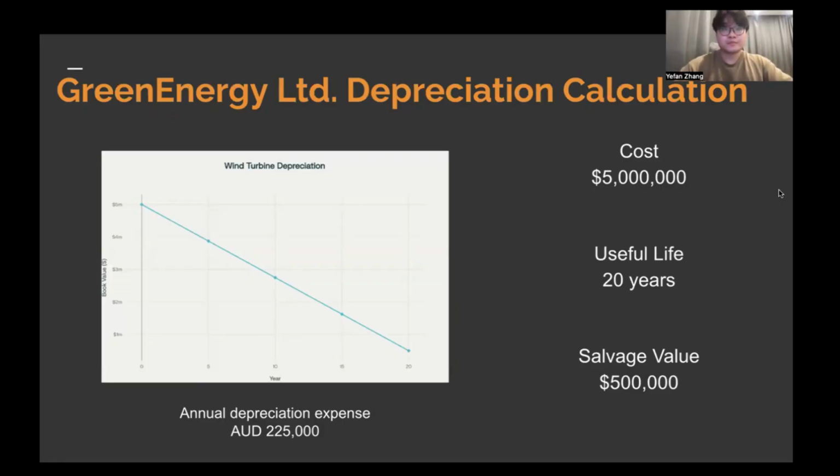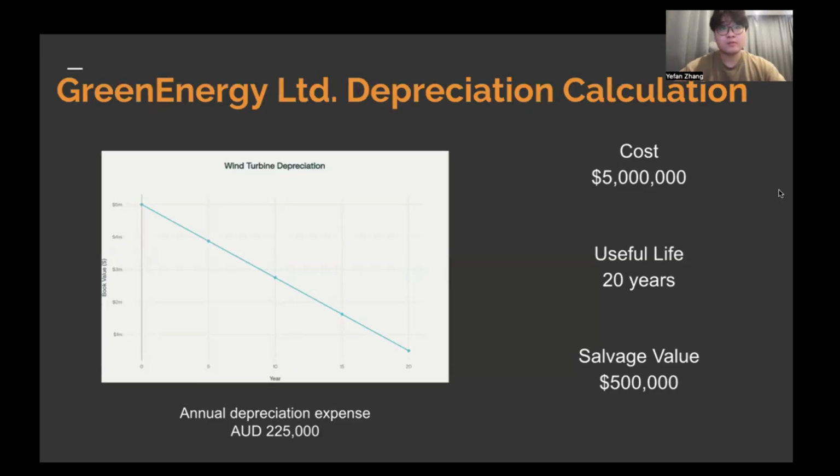According to the case information, the company's total cost for acquiring wind turbines is 5 million Australian dollars. The expected useful life is 20 years, with an estimated residual value of 500,000 Australian dollars. Let's calculate the annual depreciation expense. First, we need to determine the depreciable amount. 5 million minus 500,000 equals 4.5 million.